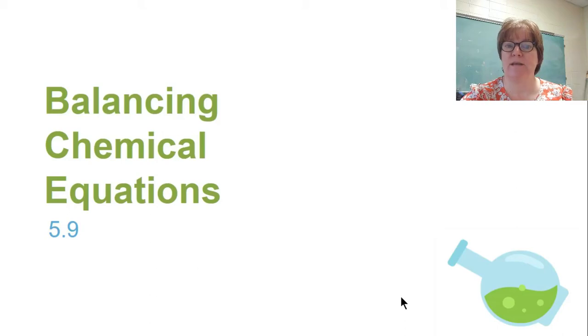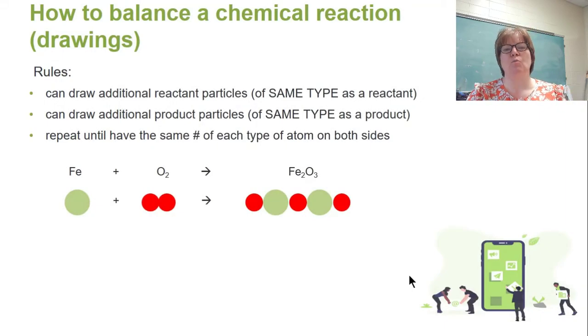Now that we know what a chemical equation is, we can talk about how to balance chemical equations. So first I like to start off using a method with drawings.